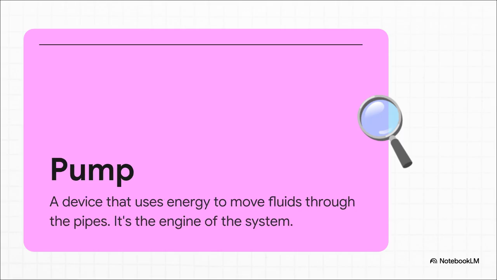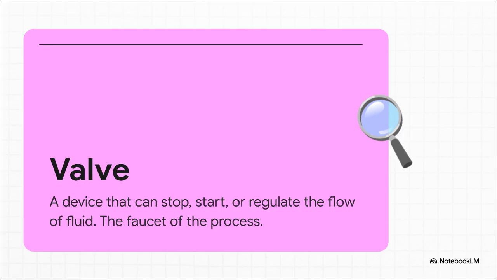But how does all that fluid actually move through the pipes? It's not going to do it by itself, right? That's where the pump comes in. This symbol right here represents the heart of the system. It provides the energy needed to push liquids through all those pipes. It's really the engine that drives everything forward. And to control all that movement, you absolutely need a valve. The best way to think about this is like the faucet on your sink, or a traffic light on a busy street.